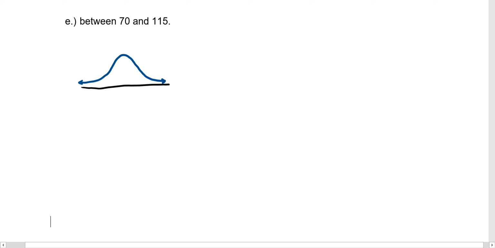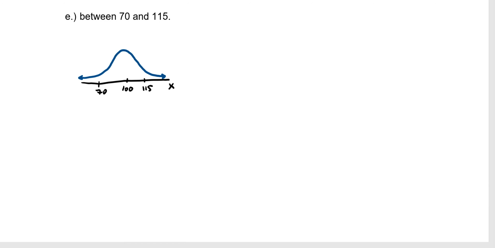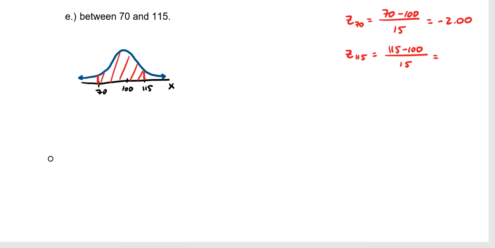So shading this in, we know it's going to be the area between 70 and 115. So that's going to be this area right here. So this time we have two of them. We have to find the z-score for each one. So let's do the z-score for 70. That's going to be 70 minus the mean over the standard deviation. That gives us -2. And then let's also do it for 115. That's 115 minus the mean divided by 15, which is going to give us +1.